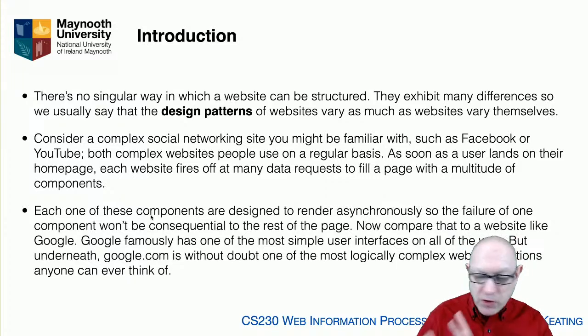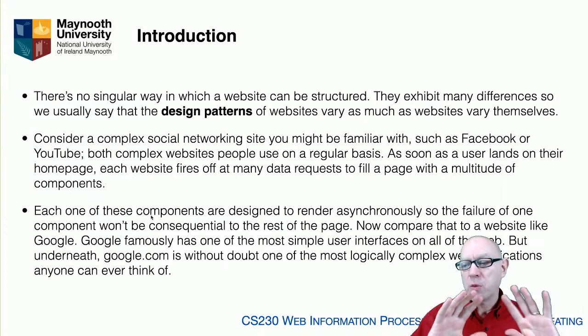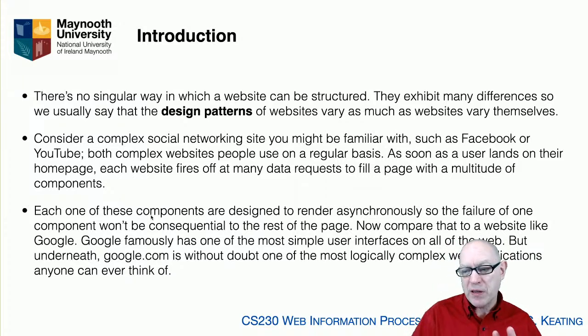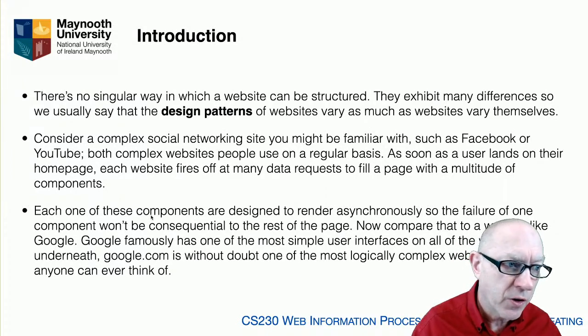So every one of these components is designed to render asynchronously. So the failure of a component won't be consequential to the rest of the page. If you compare that to a website like Google, then Google has a really famously simple user interface on the web. It's just a single box, button, click, search, and do all that work. But underneath, Google.com is one of the most logistically and logically complex web applications that anyone could ever think of. So much is happening and going on there.